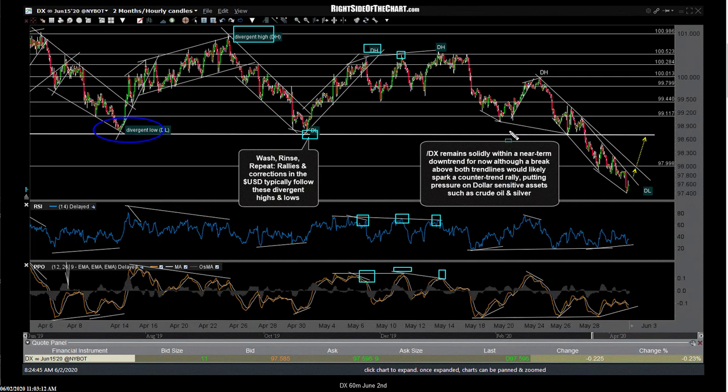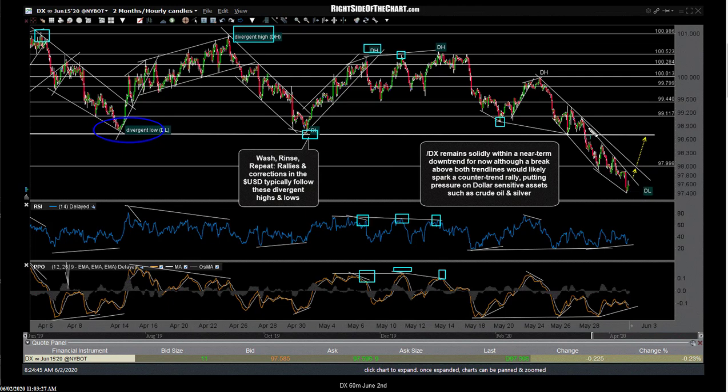And although it's not written down here, you don't have DL, that was a divergent low. So, without fail here, you can see all the trends. There was a divergent high there coming into it. Correction, rally, correction, rally, correction, rally. And that's where we're at right now.